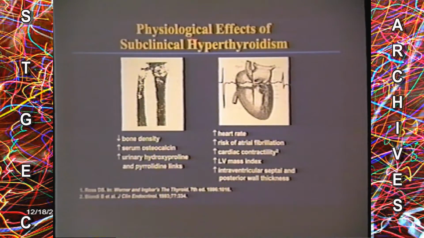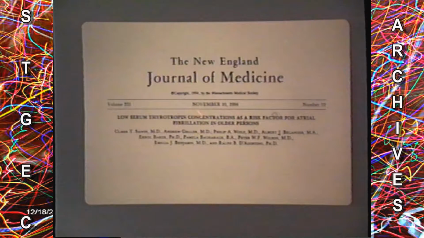Again, when you're hyperthyroid, there are effects on bone, and it can affect your heart, increase heart rate, and increase risk of atrial fibrillation. This has been studied. This is a publication, 1994, New England Journal. This looks at low serum TSH as a risk factor for atrial fibrillation in older patients.